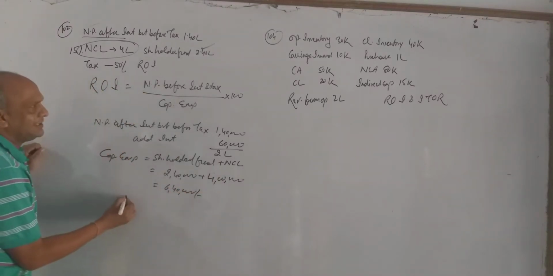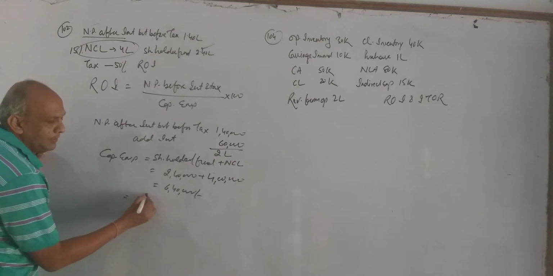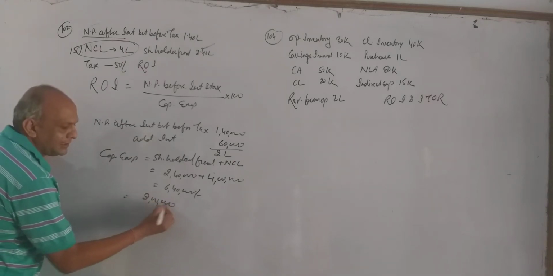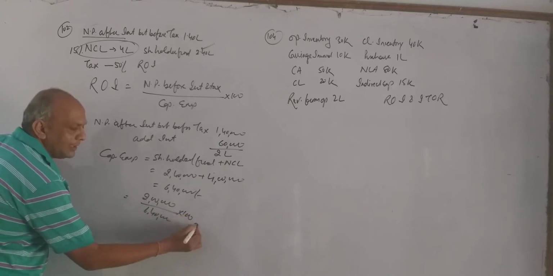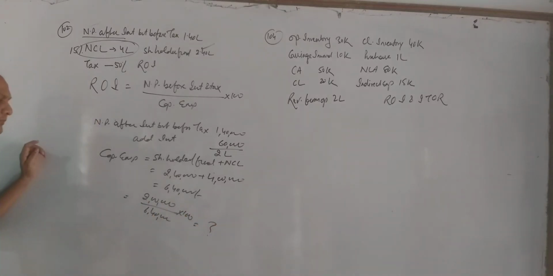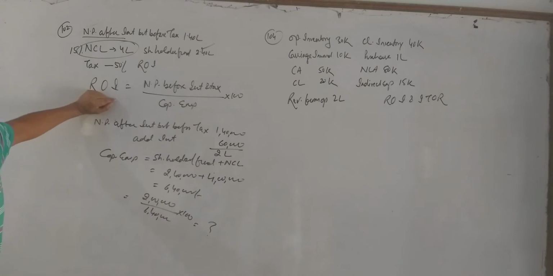Let us apply the formula. Net profit before interest and tax 2 lakh divided by 6,40,000 into 100 and find the answer. This is known as return on investment or return on capital employed.